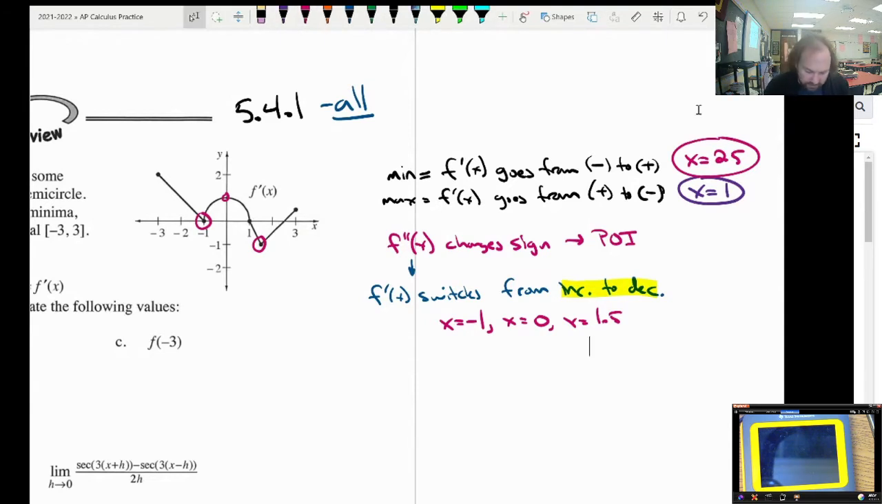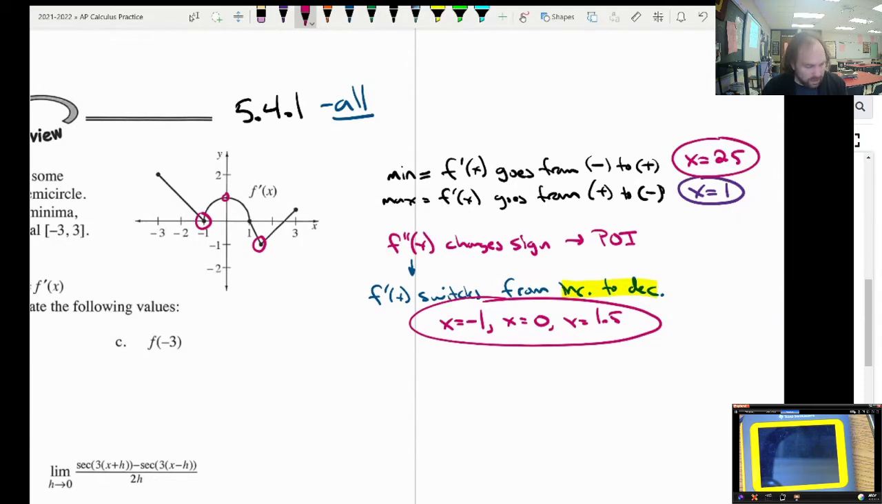So those are your solutions for where it goes from increasing to decreasing, decreasing to increasing. When the f prime changes from negative to positive, positive to negative, and also for where the second derivative will change sign also.